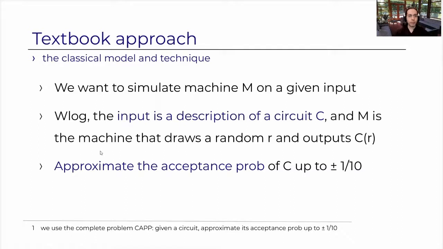And to explain it, let's go back to the textbook's approach. So here is the setting for the randomization. We want to simulate a probabilistic machine M on a given input. And without loss of generality, by using a complete problem, the input is a description of a Boolean circuit C, and M is the machine that just draws a random R and outputs the evaluation of C at R. So basically, without loss of generality, we get as input a description of a circuit C, and we want to approximate the acceptance probability of C up to some small additive error, say 1/10.